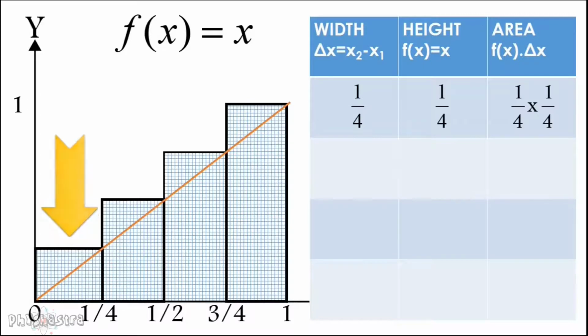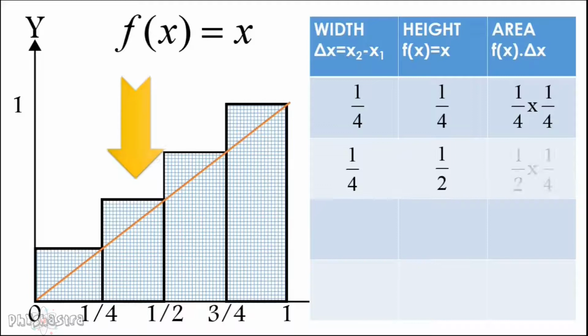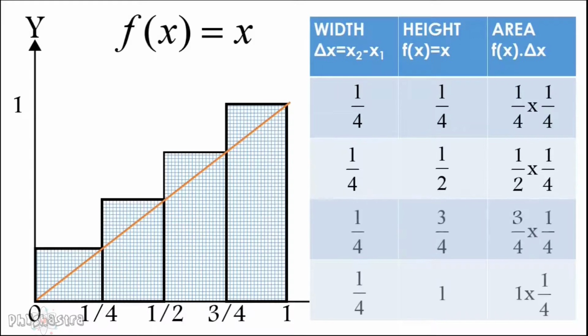For the second block, the width will be the same, 1 by 4, and the height is 1 by 2, since x is at 1 by 2. So the height of the rectangle will be 1 by 2. Now the area of the rectangle will be 1 by 4 multiplied by 1 by 2, and we get 1 by 8. Similarly for the rest of the cases.